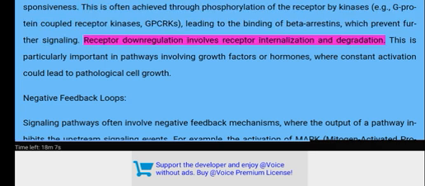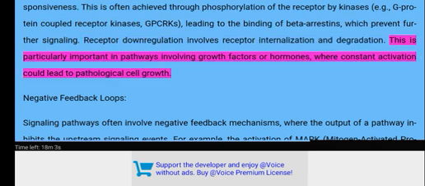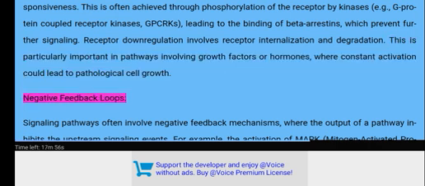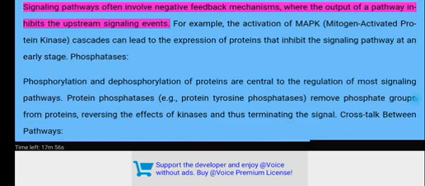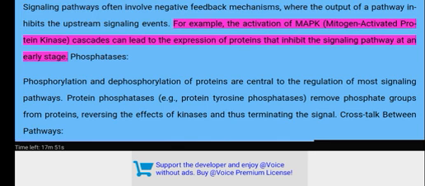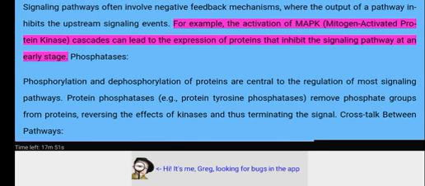Receptor downregulation involves receptor internalization and degradation. This is particularly important in pathways involving growth factors or hormones, where constant activation could lead to pathological cell growth. Negative feedback loops. Signaling pathways often involve negative feedback mechanisms, where the output of a pathway inhibits the upstream signaling events. For example, the activation of MAPK (mitogen-activated protein kinase) cascades can lead to the expression of proteins that inhibit the signaling pathway at an early stage.